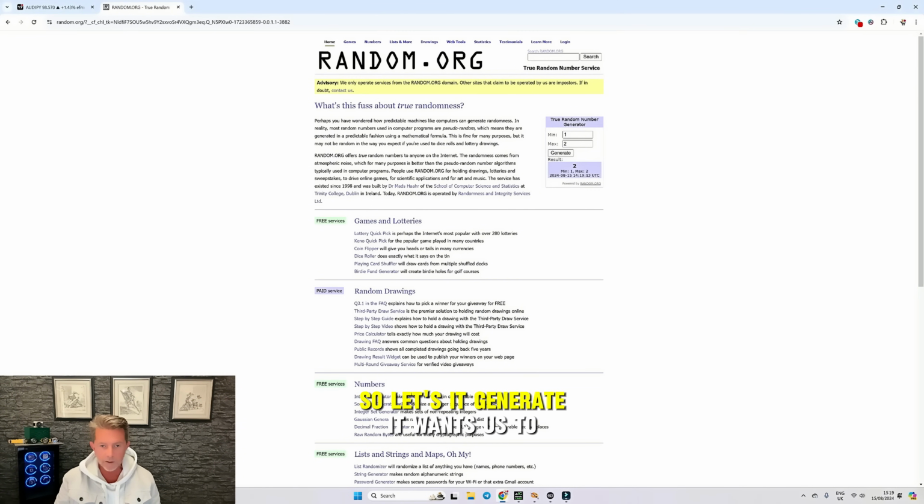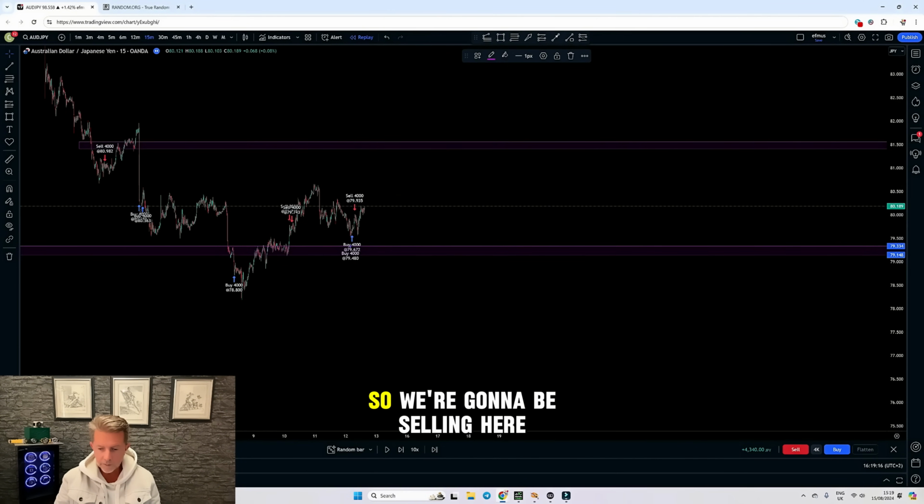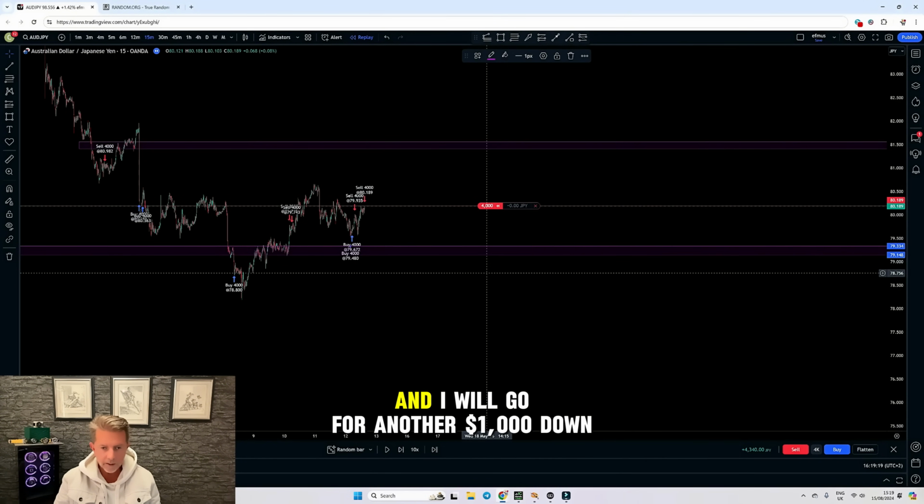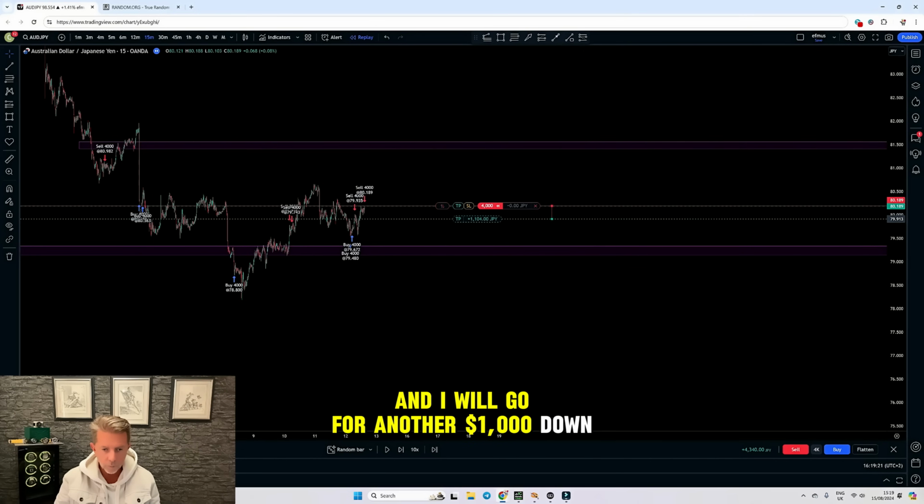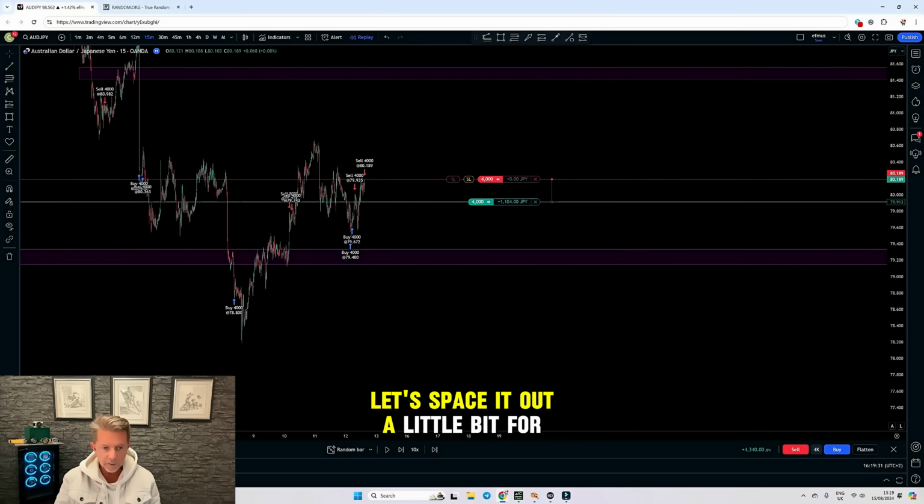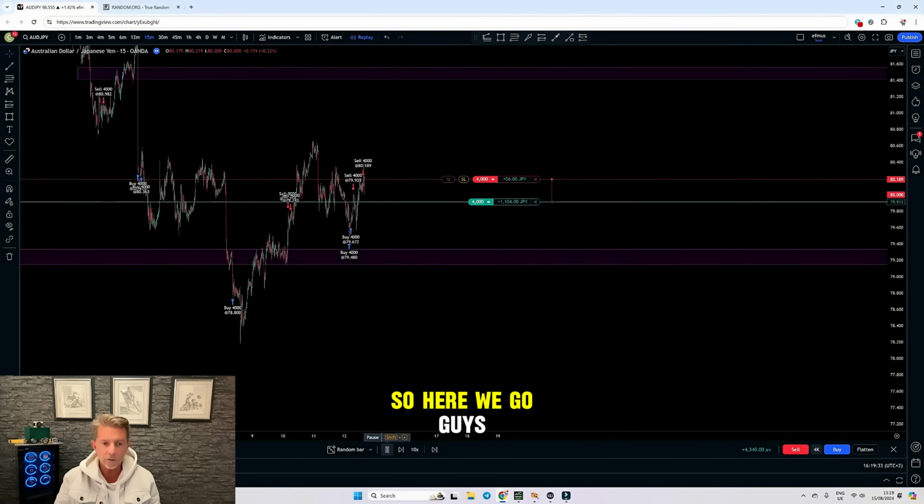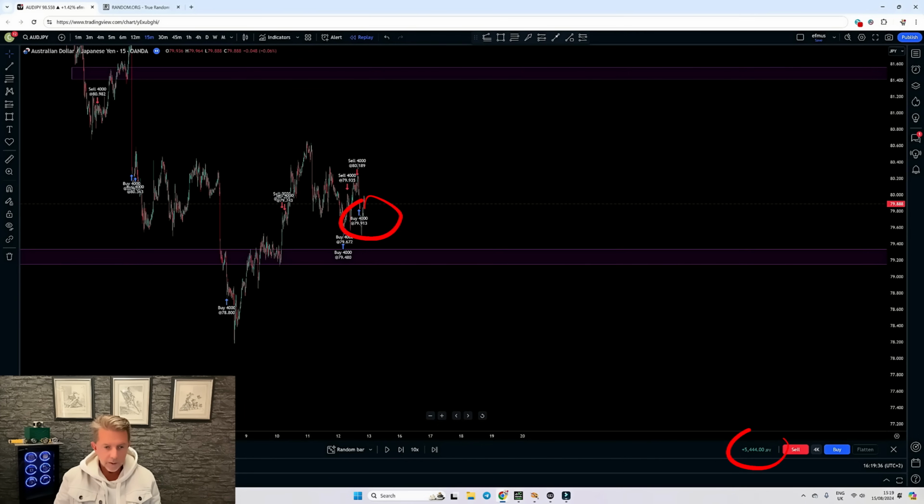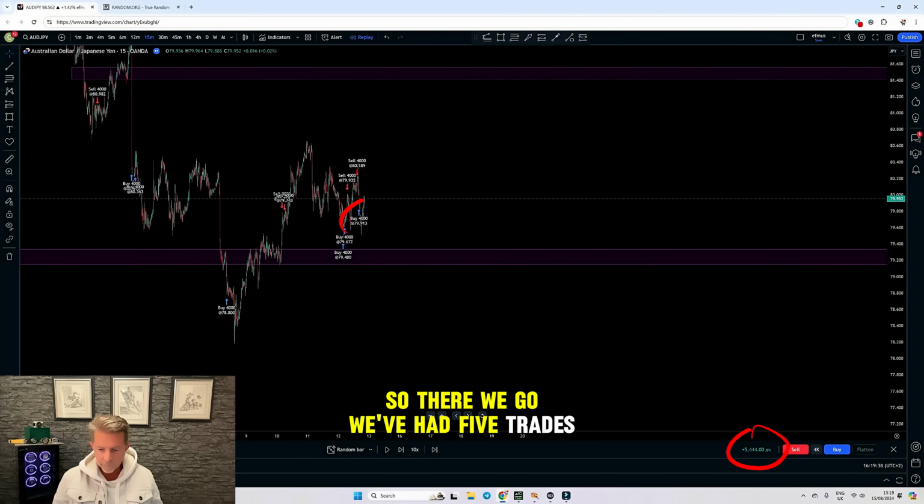So let's hit generate. It wants us to sell the market, so we're going to be selling here, and I will go for another $1,000 down there. So let's just hit the random play button and let's just see where this trade goes. Let's space it out a little bit for you so you can see a little bit more. So here we go, guys. So there we go. We've had 5 trades.